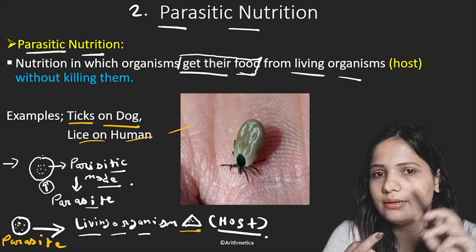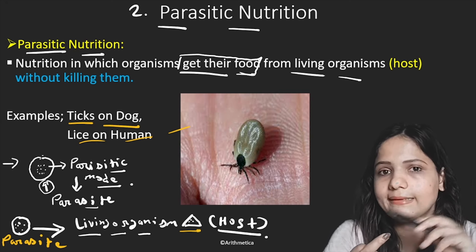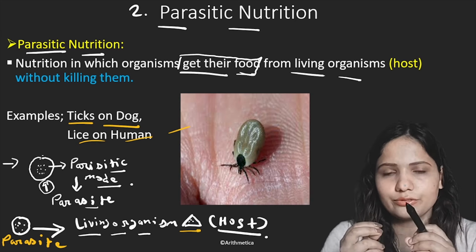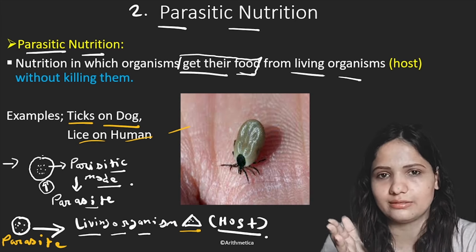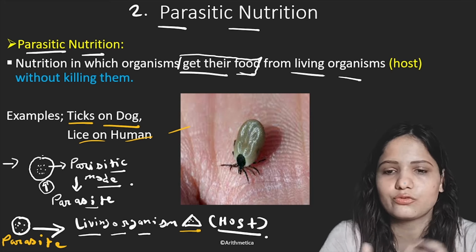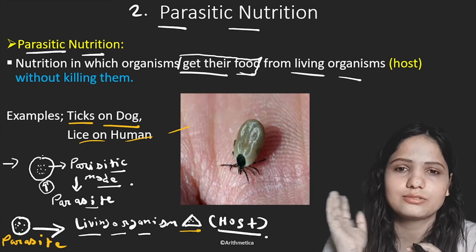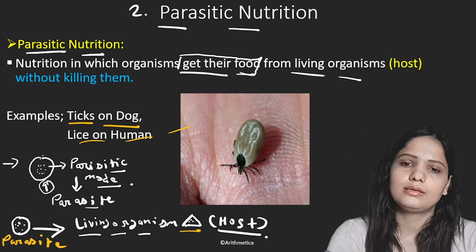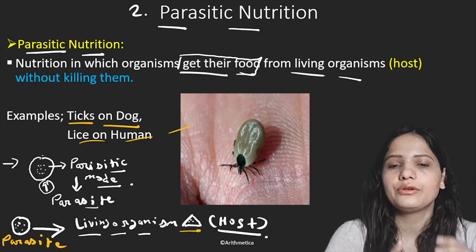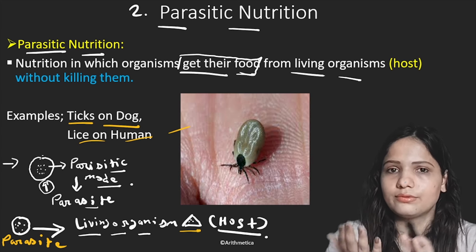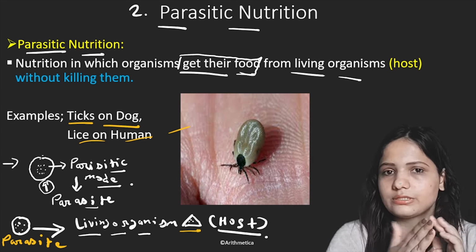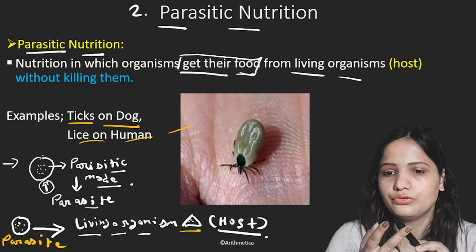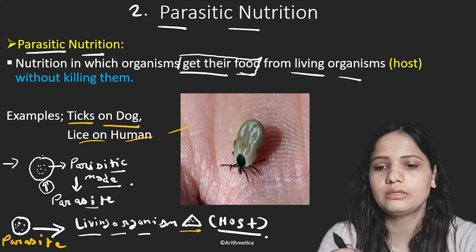A parasite lives on a living organism, and that living organism is known as the host. You can correlate this scenario with lice on human hair. Next time, wherever you see lice or hear about lice, just remember it is the parasitic mode of nutrition. They are parasites living in our hair. Clear? What is parasitic nutrition? Nutrition in which organisms get their food from a living organism, and that living organism is the host, without killing them. Examples are ticks on dogs and lice on humans. This is the parasitic mode of nutrition, or parasite.